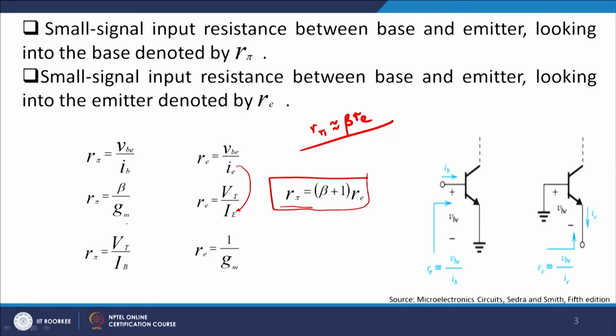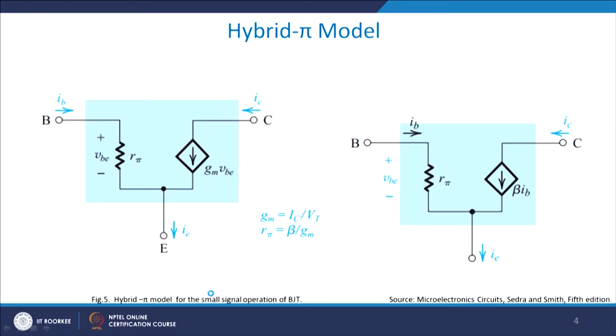Therefore, R pi can also be written as VT by IB in case you want to do it, and RE can be written as 1 by GM as well, assuming that beta is approximately equal to 1. These approximations can be handled easily. So, we have understood that for the small signal model, if you are looking at the base side and emitter side, the resistances are not equal. From the base side, resistance is much higher as compared to that from the emitter side.